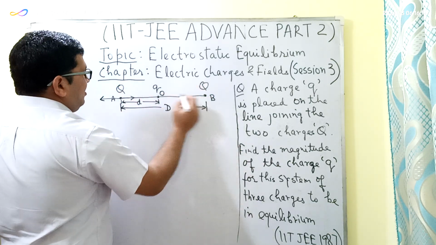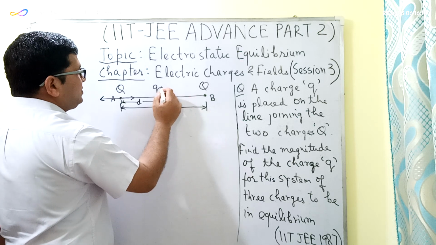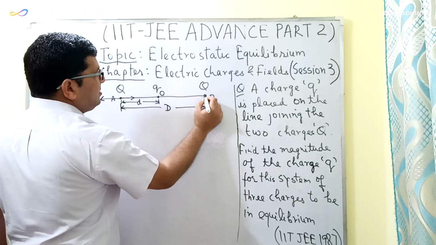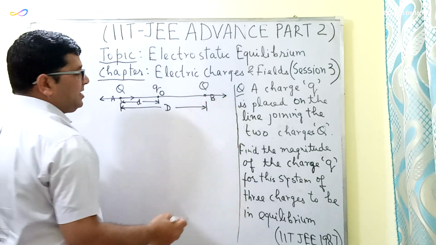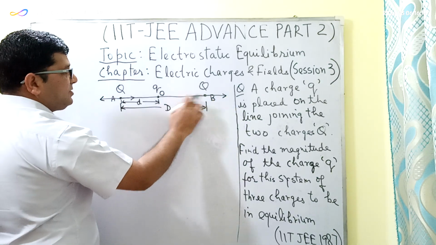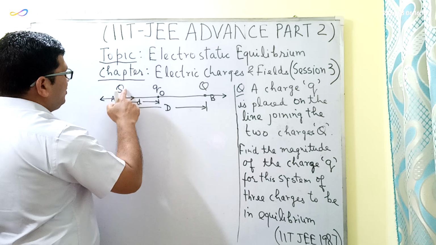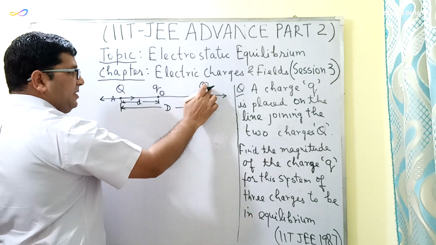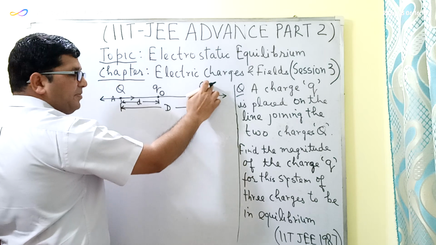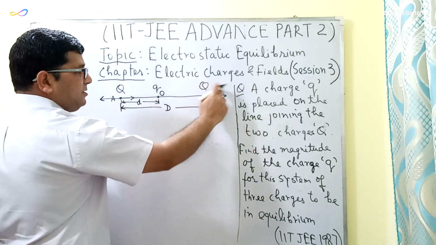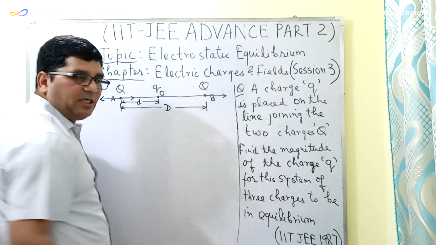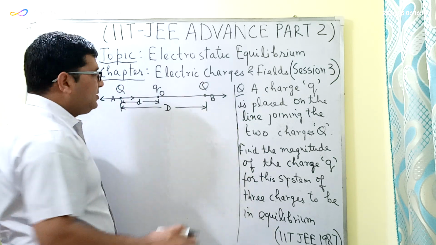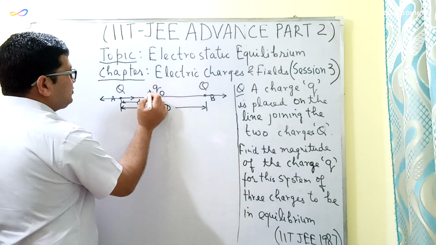Similarly, if this charge is positive, then the net force because of this charge will be in this direction, because both are positive charges and like charges repel each other, and the net force because of this charge capital Q will also be in this direction. So the net force on this charge capital Q will also be in this direction as indicated by this arrow, and as a result both these two charges will not be in a state of equilibrium. So this charge has to be a negative charge.